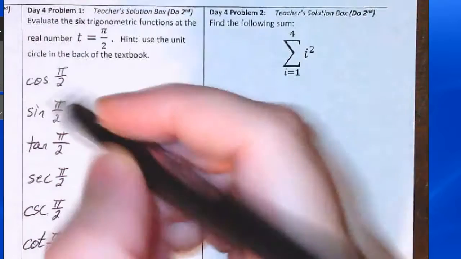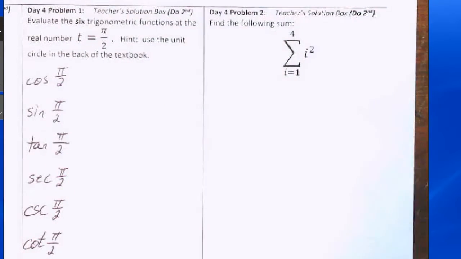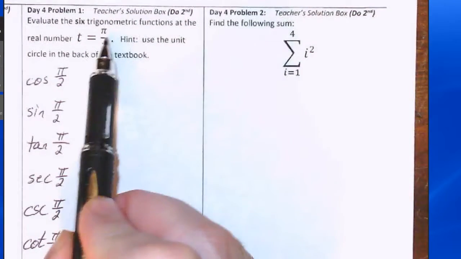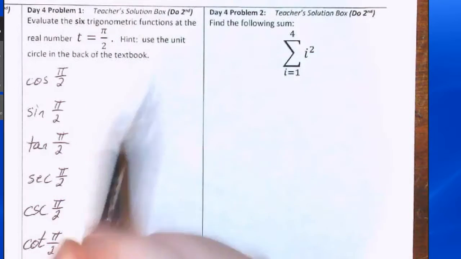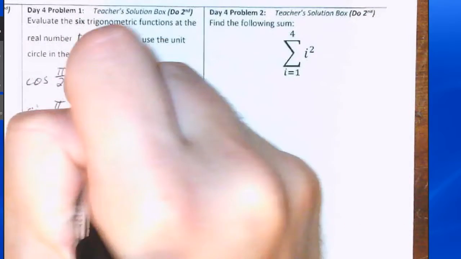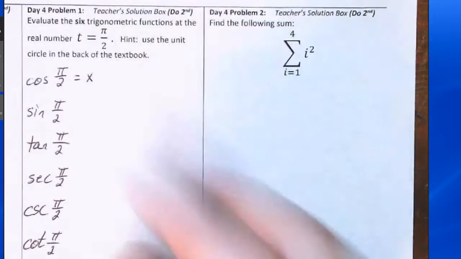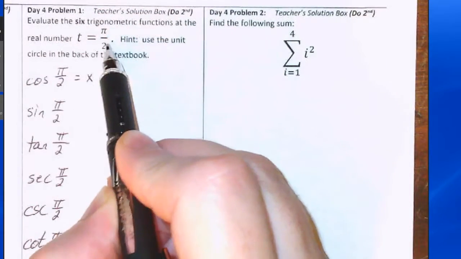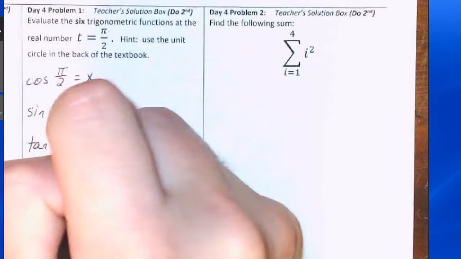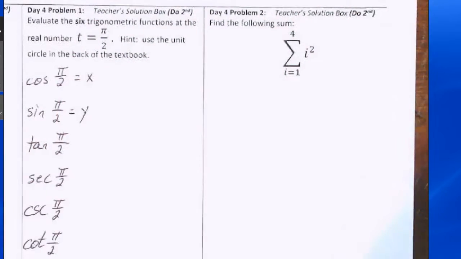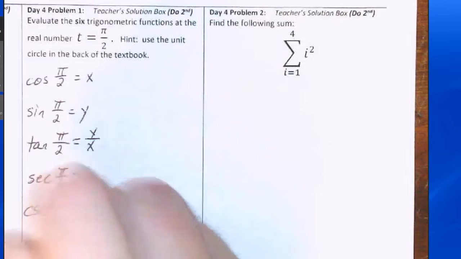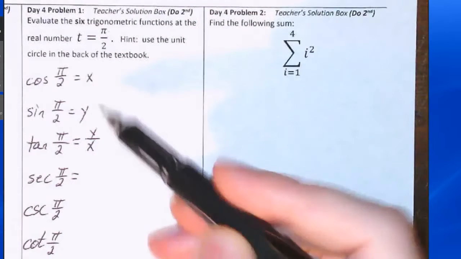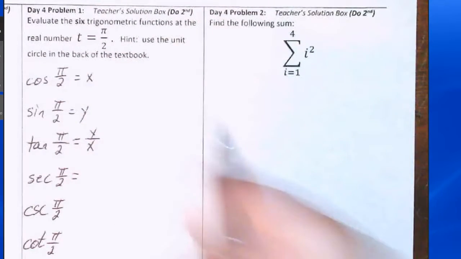Using a unit circle, these trig functions are related to an ordered pair where this angle would touch the unit circle. In the case of cosine, it ends up being the x-coordinate of the point where pi over 2 is on the unit circle. Sine ends up being the y-coordinate of the point. Tangent is sine divided by cosine, or y divided by x. Secant, cosecant, and cotangent are reciprocals of those functions.